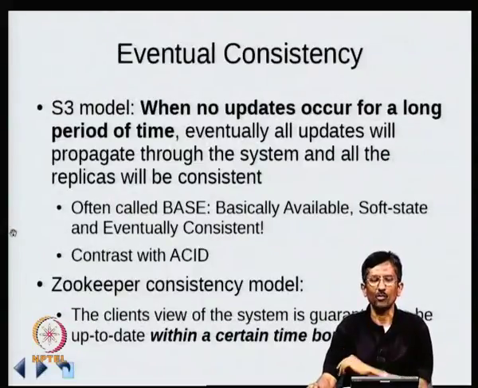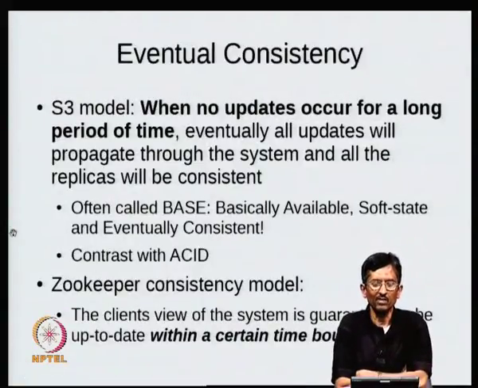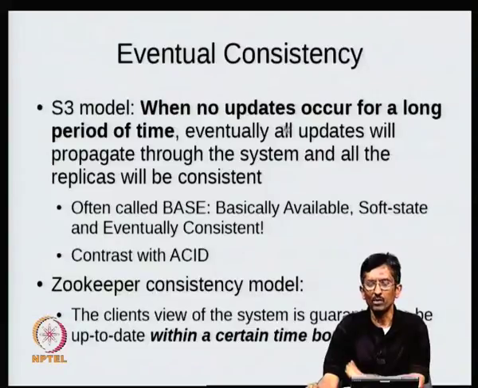Now what are the things that they provide? S3 actually has a model called eventual consistency. What does it stand for? It stands for: when no updates occur for a long period of time, eventually all updates will propagate through the system and all the replicas will be consistent. Notice that it doesn't say how long it is. It just says long enough.